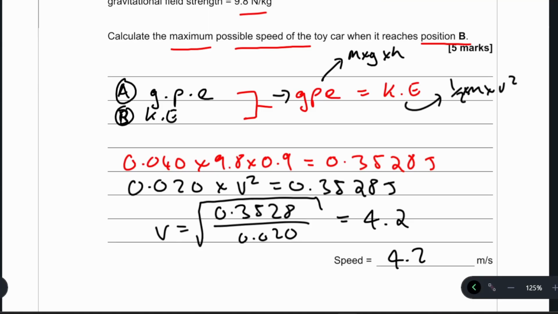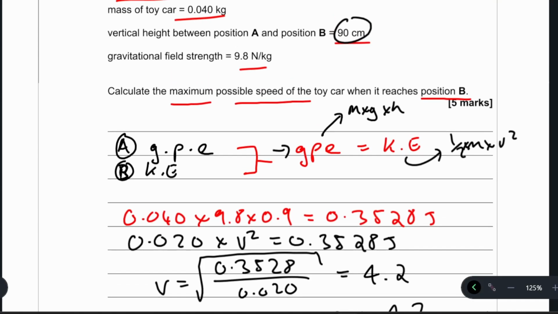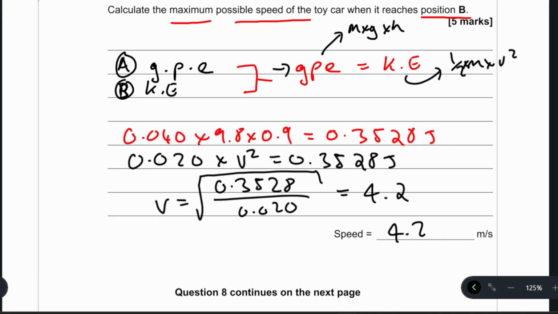Okay. So that would be a maximum speed. We're saying that all of the gravitational potential energy that we started off with was converted to kinetic energy, and none of the energy was lost, and therefore the maximum possible speed is 4.2 meters per second. Okay, so that's 5 marks, but hopefully you can understand each stage, and it's quite straightforward to go from each step to the next.